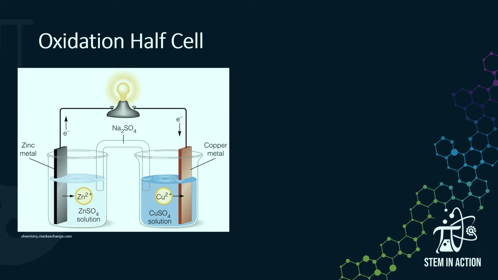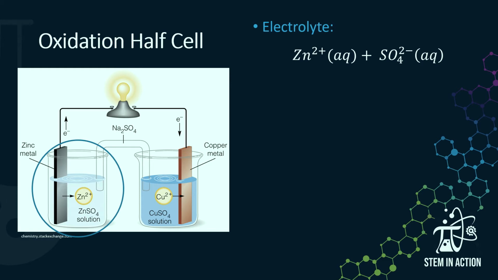Our oxidation half cell, there it is, I've highlighted over there. In that beaker, we have an electrolyte. That should ring a bell. The electrolyte in this half cell is zinc sulfate solution. Now that zinc sulfate solution doesn't look exactly like ZnSO4 solution. No, it dissociates or ionizes in solution. So in that beaker, we've got Zn2+ ions and SO4 2- ions in solution. In that beaker, we also have an electrode. Remember, it conducts electricity. The zinc electrode is what is in this oxidation half cell.